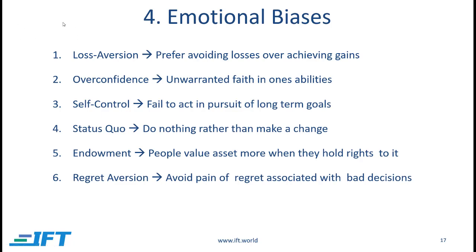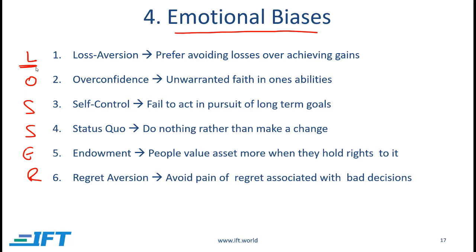All right, so we are done with cognitive errors, and we now move on to the second category of behavioral biases, which is emotional biases. There are 6 emotional biases that we are going to study, and you can try and remember these 6 biases using the acronym LOSSER.